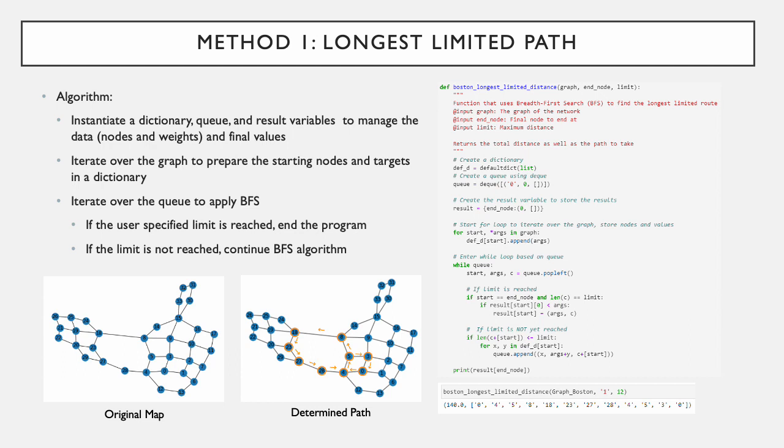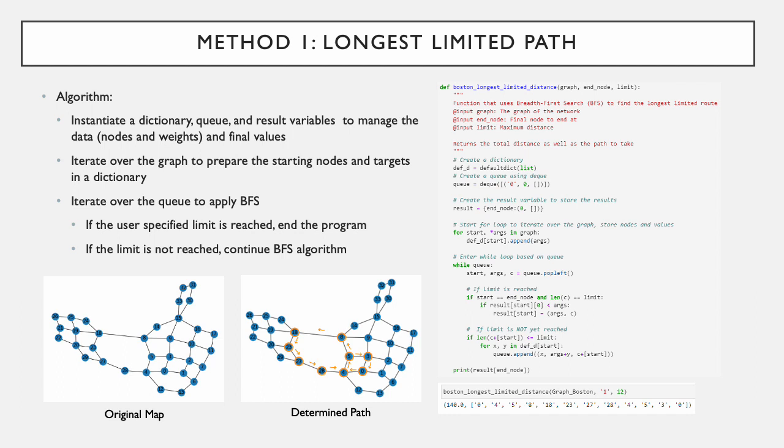On the bottom left-hand side of the screen, you see 2 different maps, with the first map on the left being the original map, and the map on the right being the map that the algorithm was able to determine as a path of interest. Notice that the path starts off at 0, goes to 4, 5, 8, 18, 23, 27, 28, back to 4, 5, 3, and 0 again.